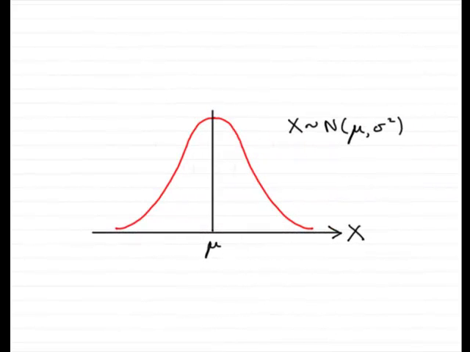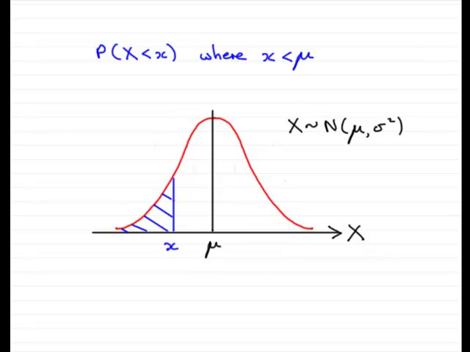Hi, welcome to this tutorial on the normal distribution. In this tutorial, what I want to show you is how to work out the probability of being less than an observed value x, where the observed value is less than the mean mu. And in order to do that, I'm just going to run through an example.